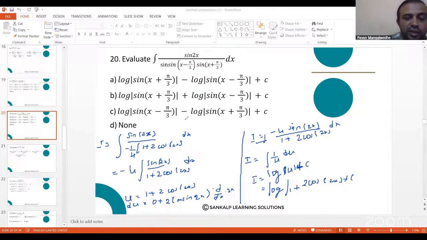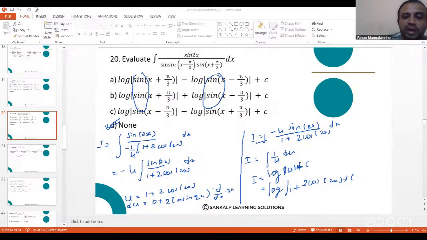So verifying this condition, we can get that none of the values is satisfying, because log of 1 plus 2 cos of 2x plus c. Here all the answers are related to the sign. So option D is the correct answer, that is none of these.